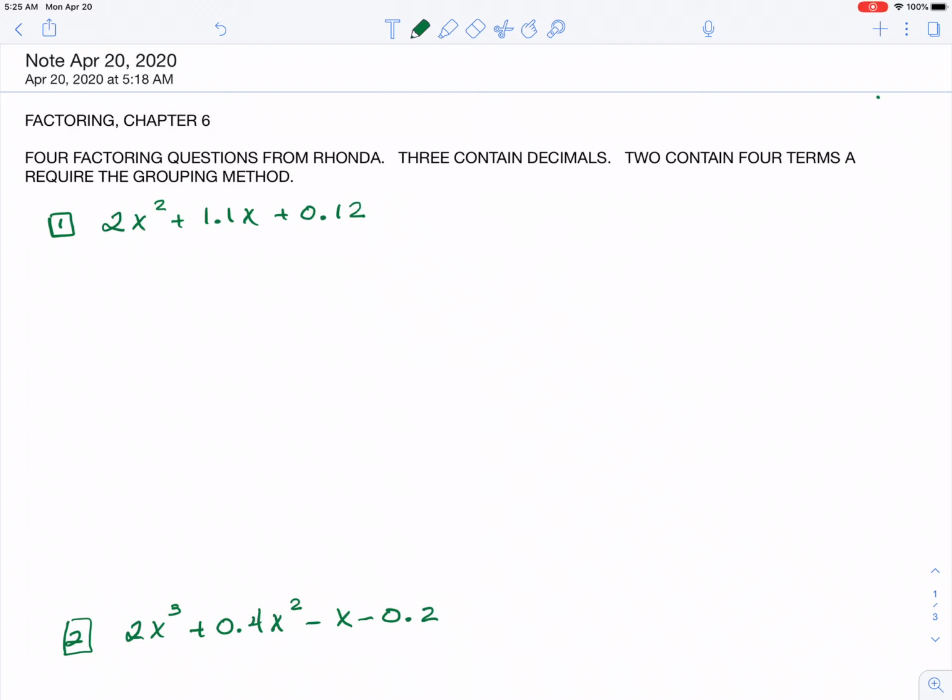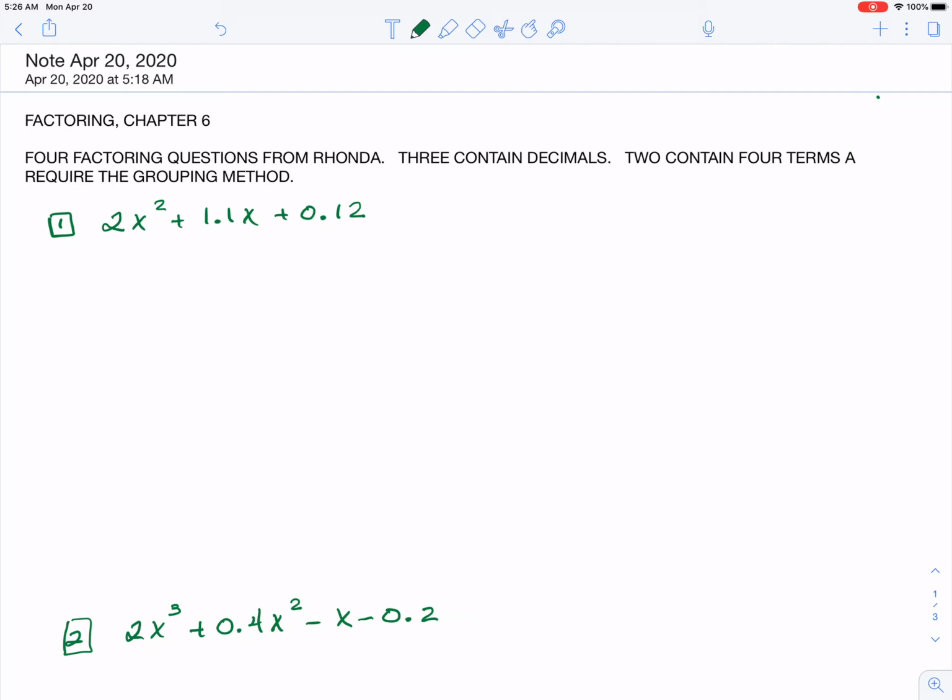I'm still working in Chapter 6, which is all about factoring. And this is kind of a summary of all the various types of factoring techniques. Several of these problems, 3 out of the 4, contain decimals, which makes them a little trickier. So I'm going to try and talk you through these.